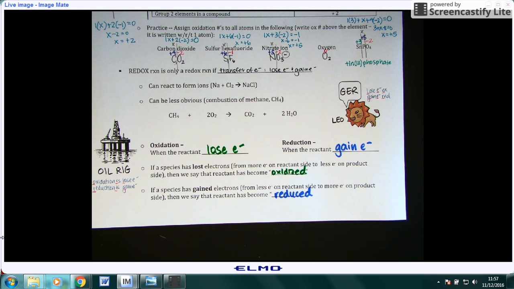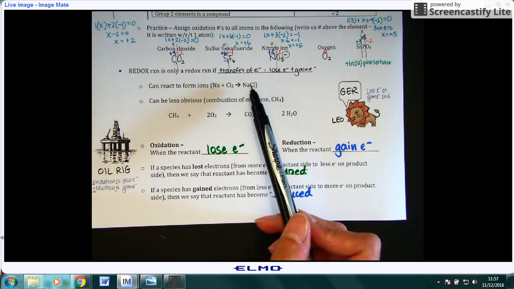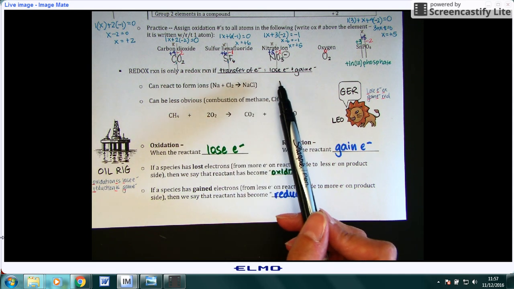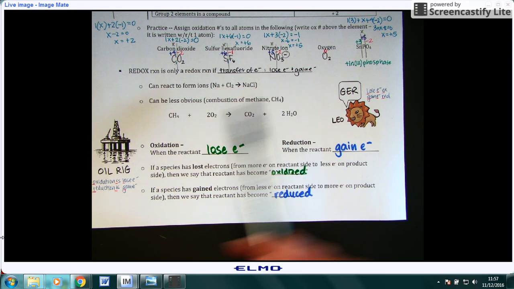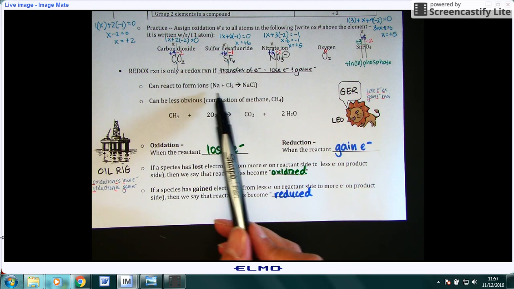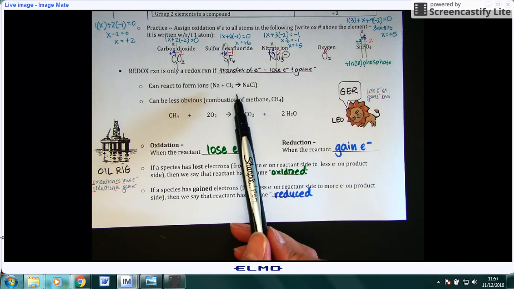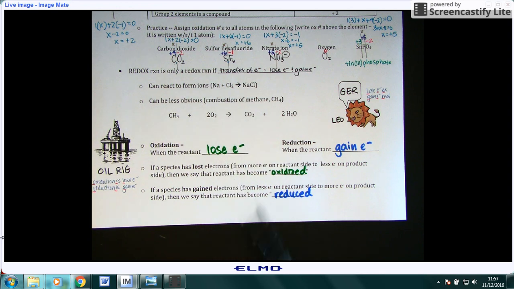This screencast is going to show you two examples of how we can determine whether an element is oxidized or reduced. A redox reaction is a redox reaction only if you have a transfer of electrons, meaning you have some element that's losing electrons and the other element in your reaction is going to gain those electrons that were lost. So the most basic one is NaCl, formed by sodium and chlorine gas.